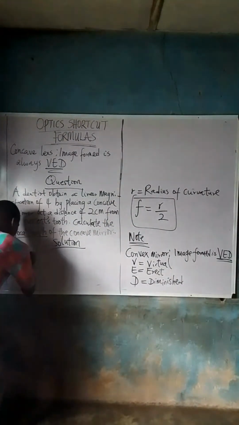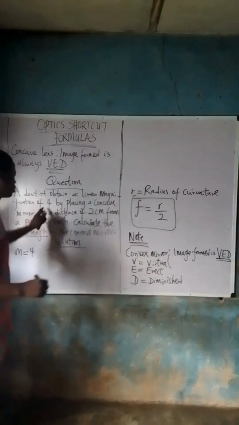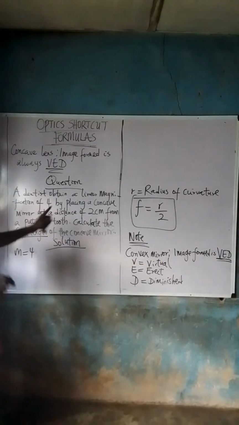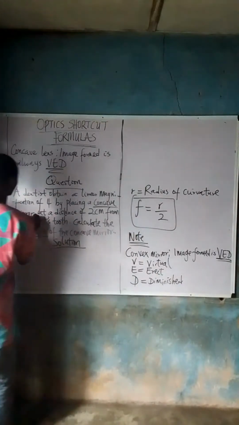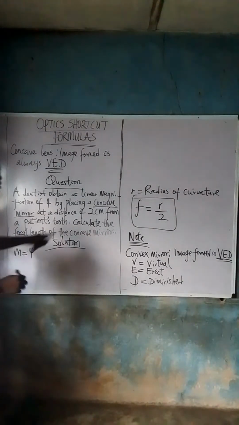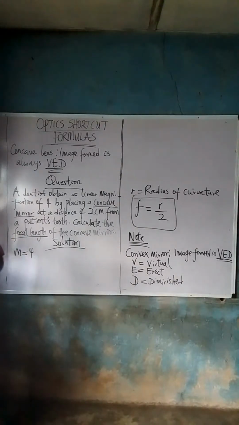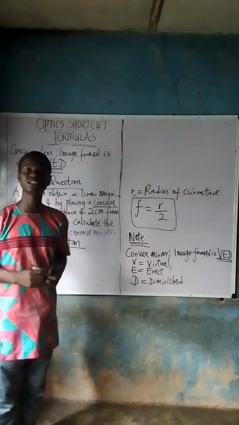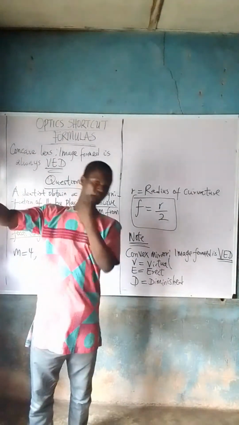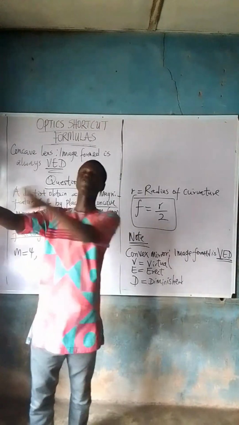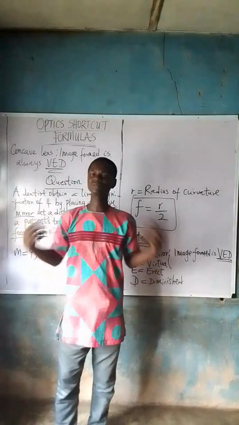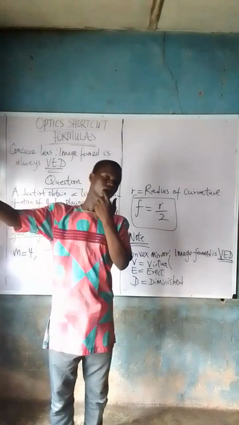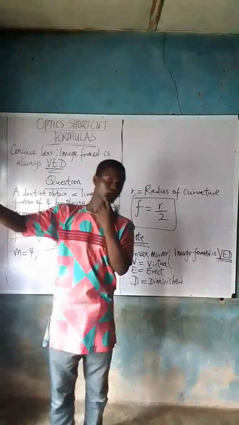m was given to be 4. A linear magnification of 4 by placing a concave mirror, I will underline this because it is very important, at a distance of 2 cm from a patient's tooth. So we're given the object distance. Why did I call it object distance? The mirror was used to view the teeth, so you take the teeth as the object in front of the mirror. It's the same as saying a boy stands in front of a mirror; the boy will be the object. The mirror is placed 2 cm from the teeth, so the teeth will be the object.